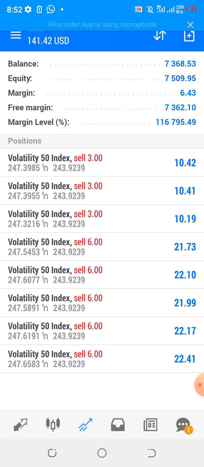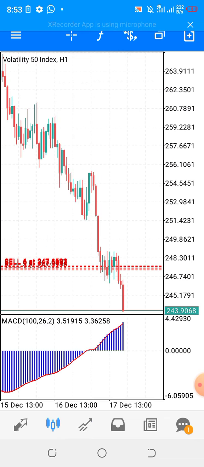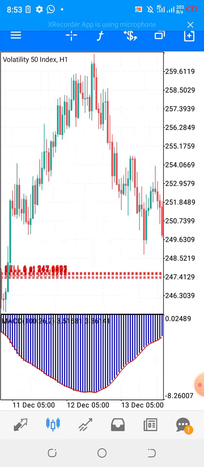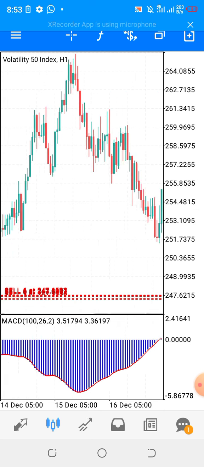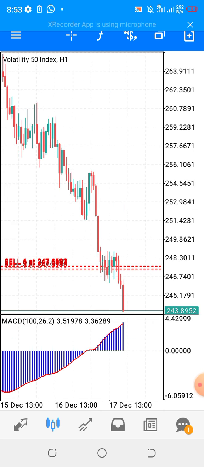I want to show you how to trade this way so that you can be making consistent profits. Do you understand? This is OPTIMER FX trading live on Volatility 50 index. This is the chart. Do you understand? This is the chart.